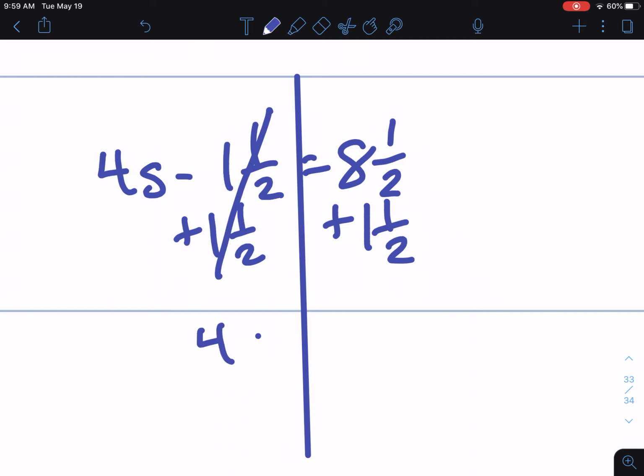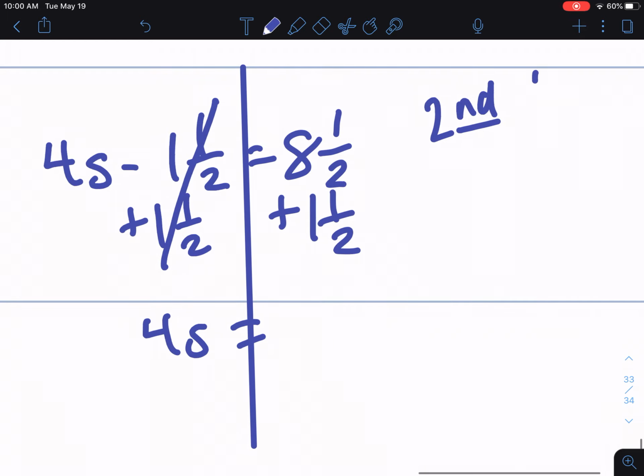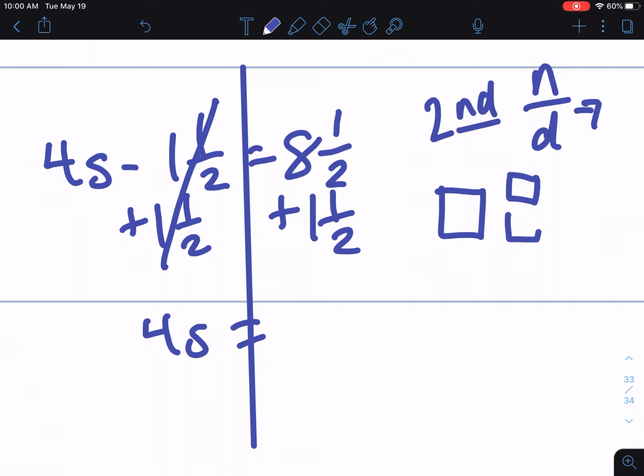Okay, so now we have 4s equals, and we have 8 1/2 plus 1 1/2. Now remember, to get this mixed number, you're going to hit second and then n over d in your calculator, and you should end up with a big box here and 2 little boxes there. So that's where you're going to plug in your numbers. So go ahead and do that. 8 1/2 plus 1 1/2. You should end up with 10.